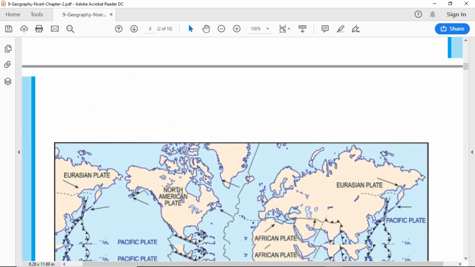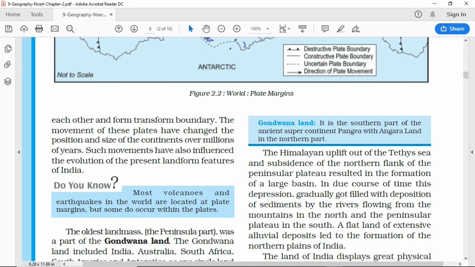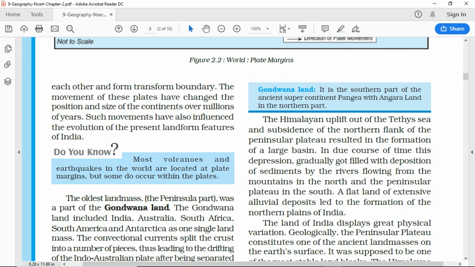Each other and form transform boundary. The movement of these plates have changed the position and size of the continents over millions of years. Such movements have also influenced the evolution of the present landform features of India.